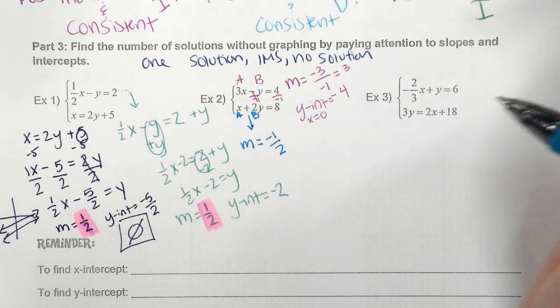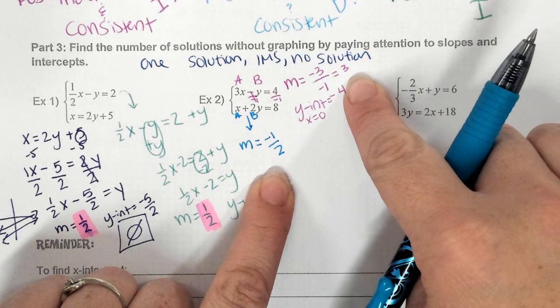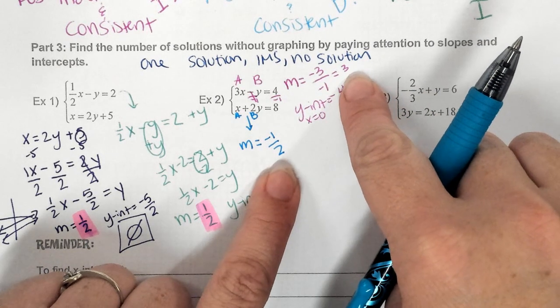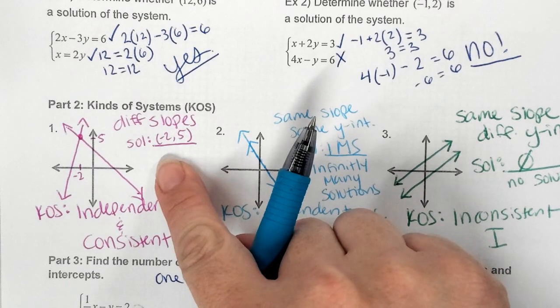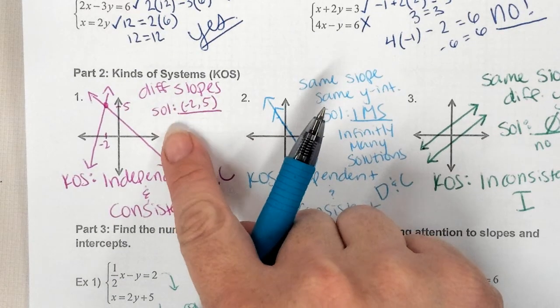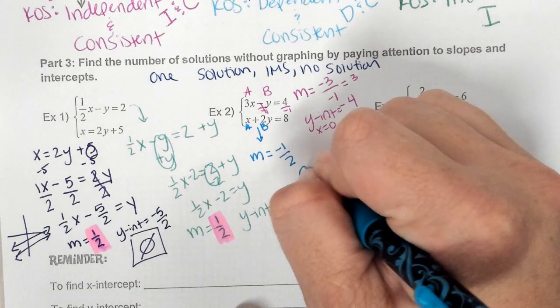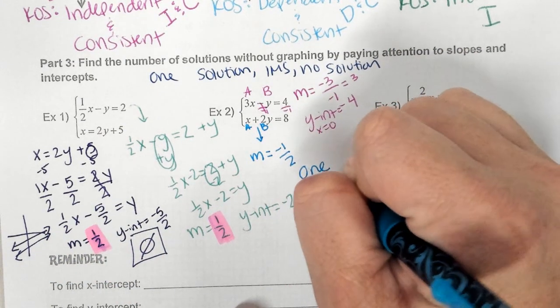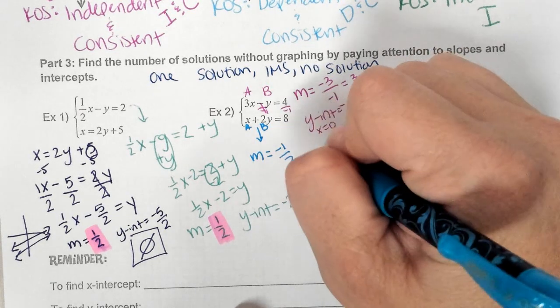Well, before I even keep going, what do I notice? Look at the slopes. Are they the same at all? What's the only one that has different slopes? How many solutions did it have? One. So how many solutions is this going to have? One, and it's because they have different slopes.